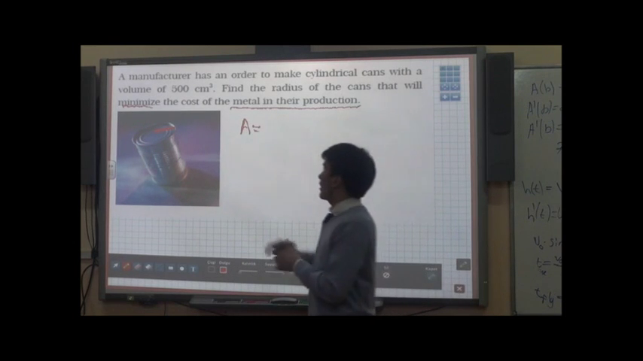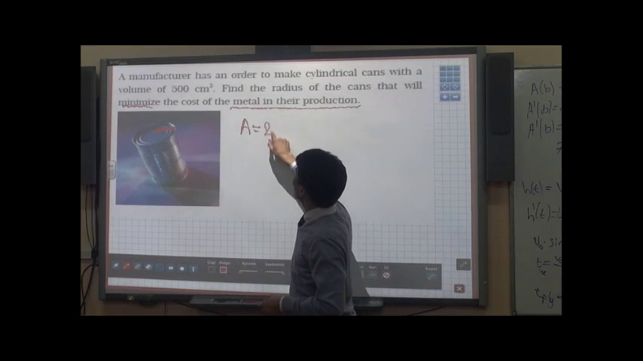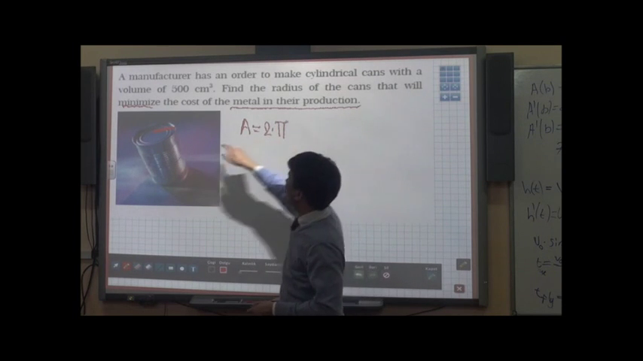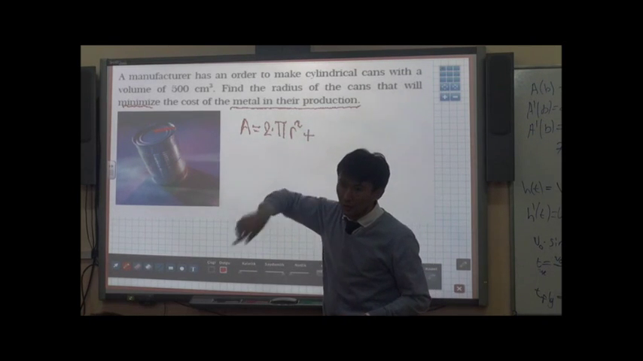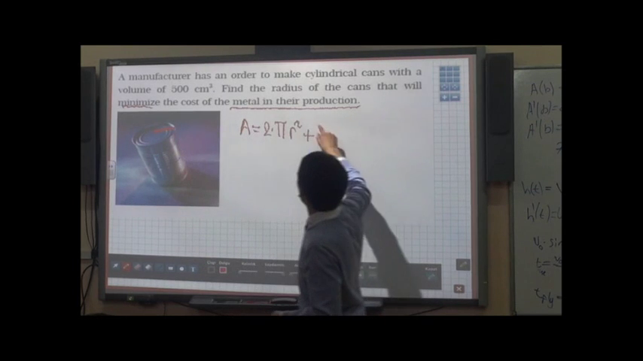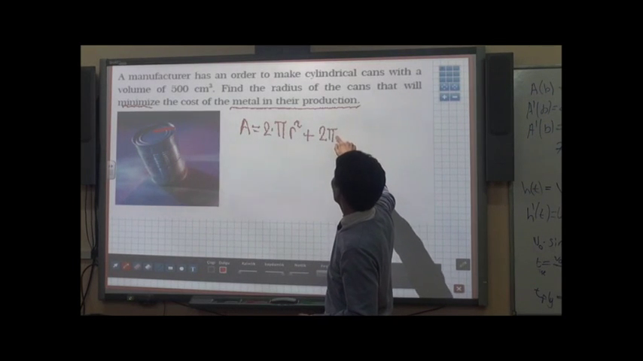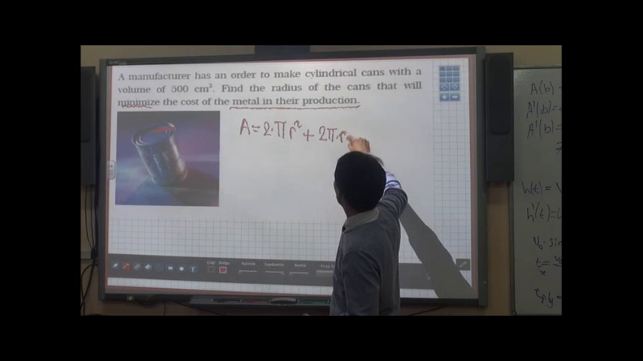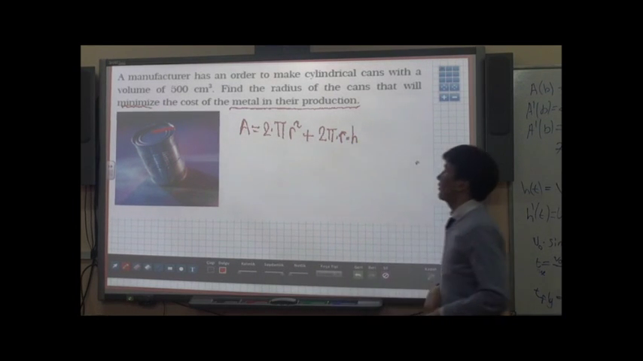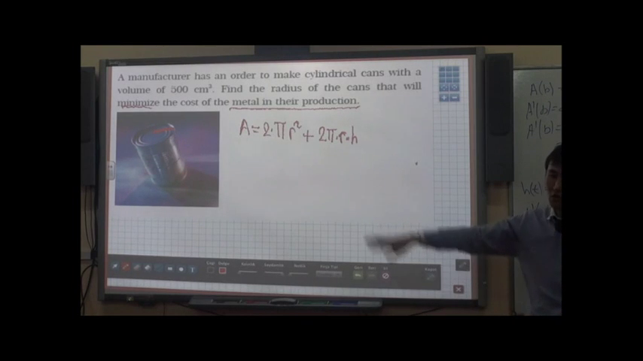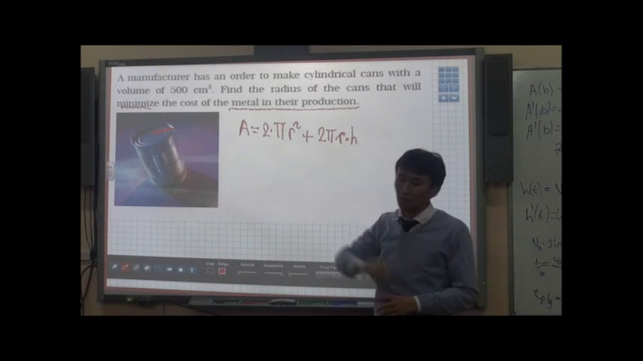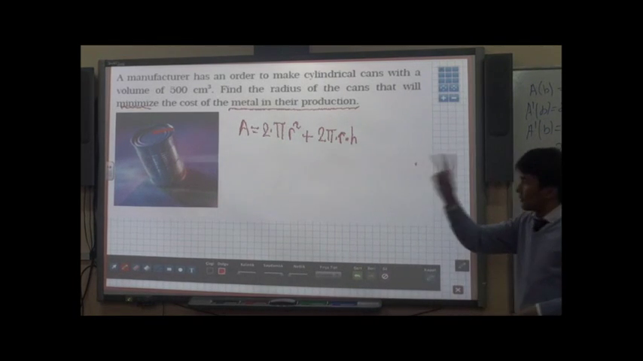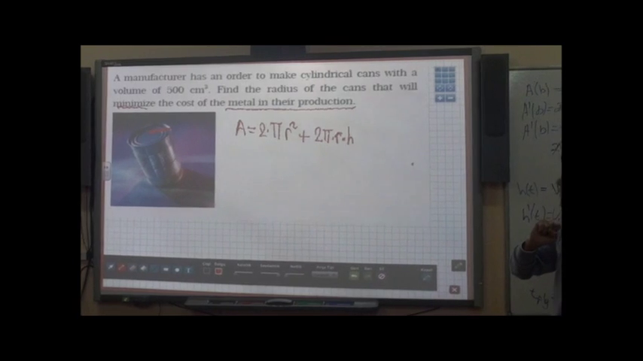Now, for the two bases we have 2 times the area of the base, which is a circle, that is pi r squared, plus the area of the lateral surface, which is 2 pi r, the circumference of the base, times the height h. Now this area depends on some quantities, A, r, h, and pi is constant. So our surface area depends on 2 variables.